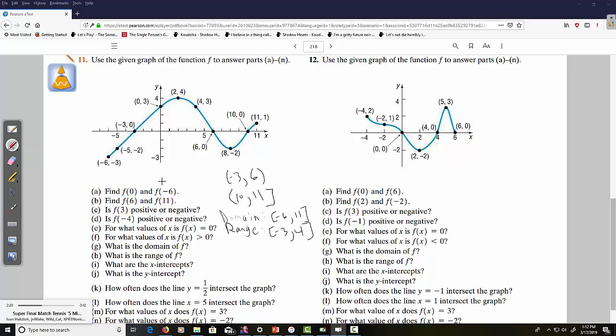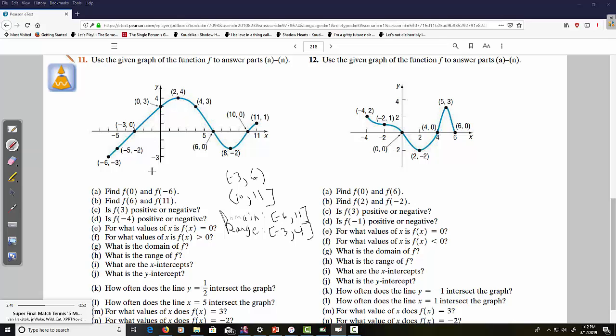How often does the line y equal 1/2? Y equal 1/2 would be right here. It would intersect, since it is lower than 1, it's at 1/2, it would intersect here, here, and here. Yes. So it would intersect 3 times.